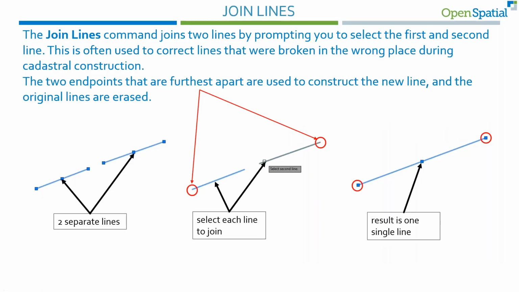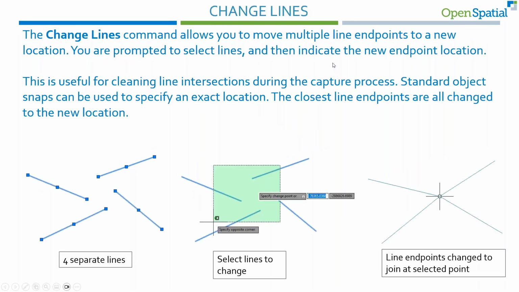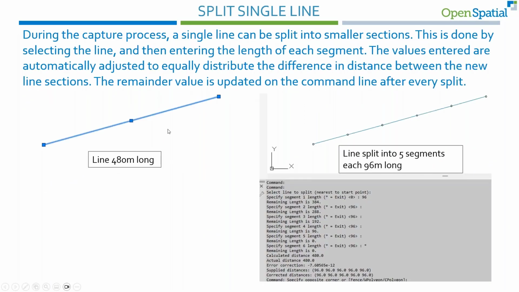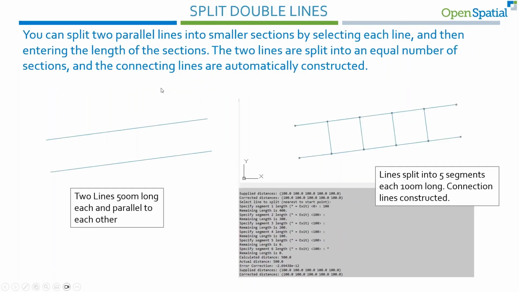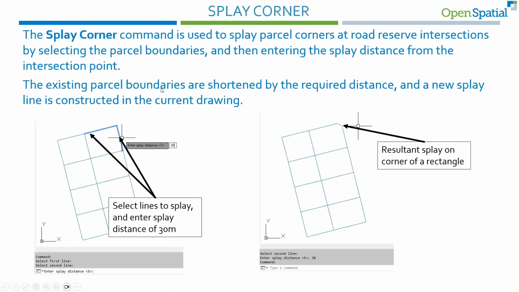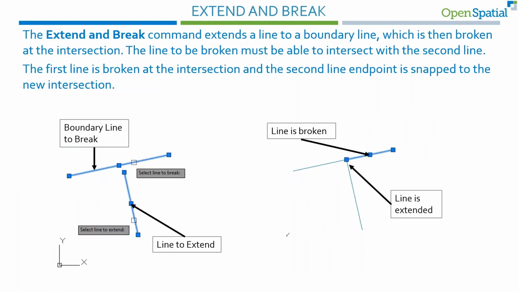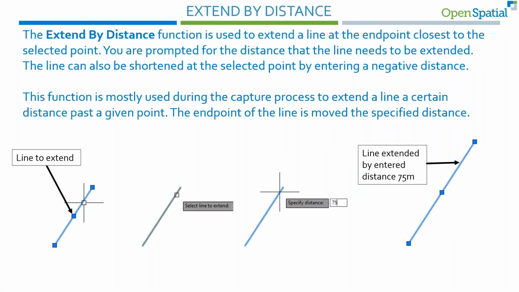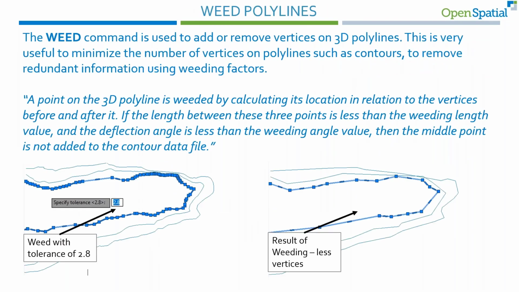Joining lines, you can easily go and use that. So you can take separate lines and join them. If I've got multiples, you can join, change them, etc. Split single lines, so you can actually split lines into different segments that you can easily work with. Same with splitting double lines, etc. Splaying of corners, breaking of boundary lines, extending by distance, weeding.